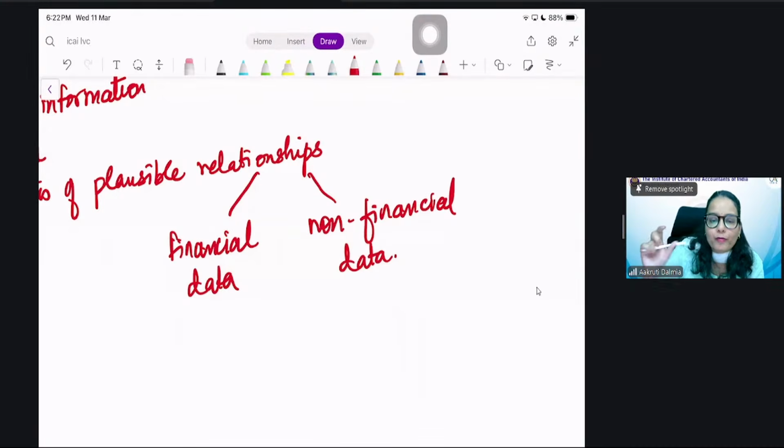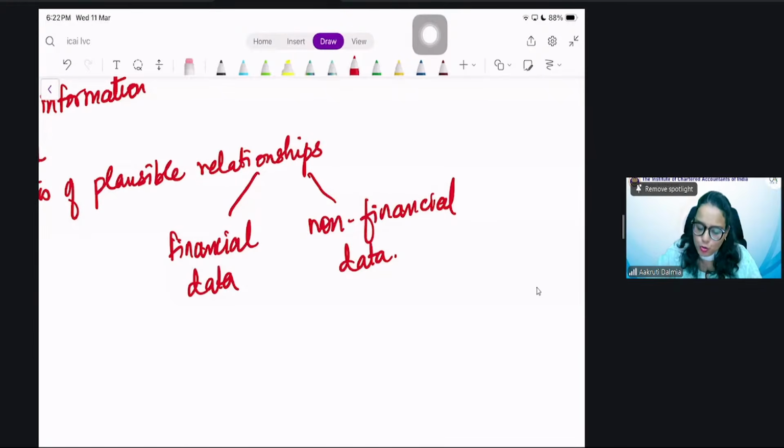Total number of workers. Total number of workers is what data? Financial or non-financial? Non-financial. So can there be a relationship between two non-financial data when we are trying to do analysis? But can there also be a relationship between two financial data? If I'm comparing total sales with gross profit, are both financial data? Yes.